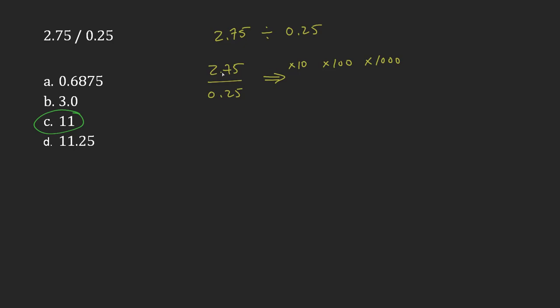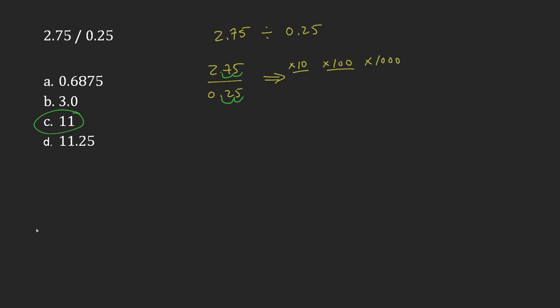So if I multiply by 10, that's going to move my decimal over one place, and that's not going to be enough. But if I multiply by 100, then I'm going to move the decimal over two places, so it'll just be 275 on the top. On the bottom, it would be 025, or just 25, which makes things a lot easier to work with.